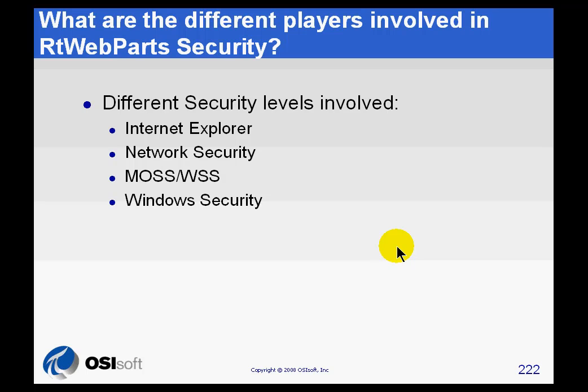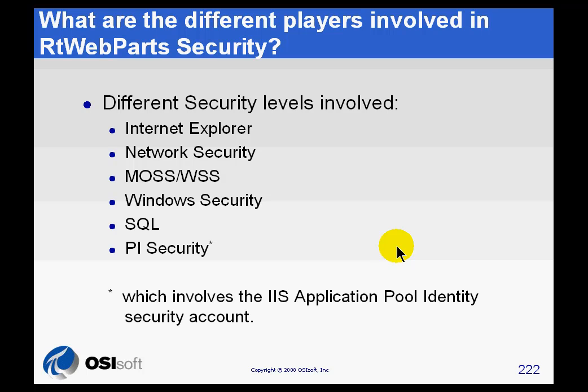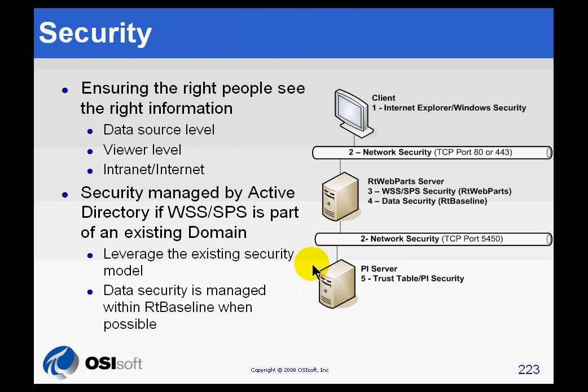Windows security is involved because a lot of our trust-based access is granted based on Windows usernames and passwords. There's also security involved with SQL Server implementation for SharePoint. And finally, there's Pi security. Pi security, which is granting access or not access to certain tags, actually involves a special user account. It's a Windows user account called the IIS Application Pool Identity Security account. We'll talk a lot more about that later on, but that's one of the players in this. So as you can see, it's a fairly complicated group of things to manage.